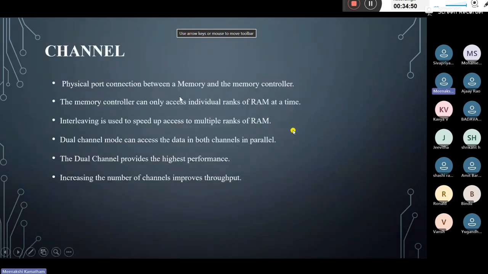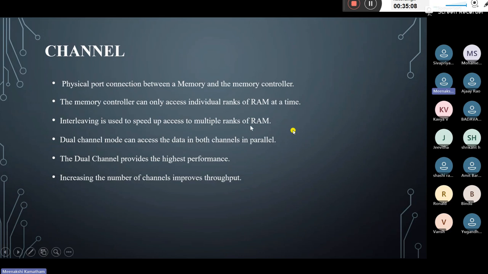The physical port between memory and memory controller. Memory controller is nothing but the DDR controller. The DDR controller we need to call the memory controller. So the memory controller can also access individual ranks of RAM at a time.